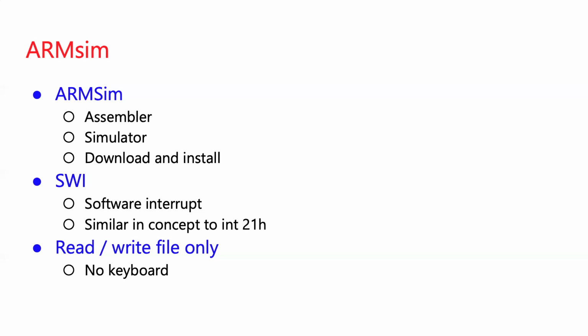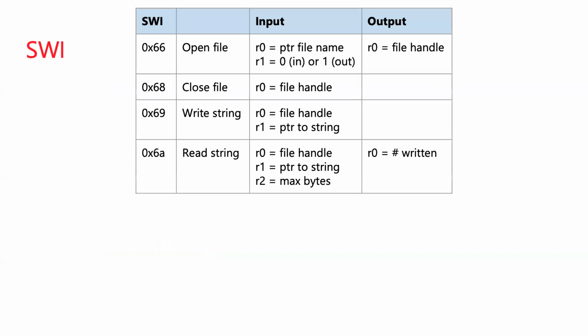It only supports file access, so at least for what we're going to do, we just need to read and write files. We won't need to do keyboard input. So we're only going to need a few system calls, and that's what's listed here. The numbers don't match; they're not the same kind of system calls we used in 8086, but the same idea. Firing different software interrupts, interrupt 66, 68, 69, and 6A, lets you effectively make system calls. And here's what these four do.